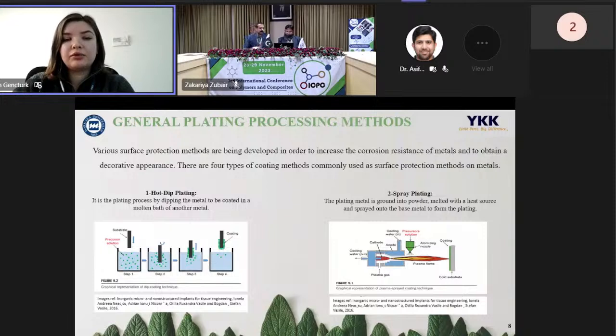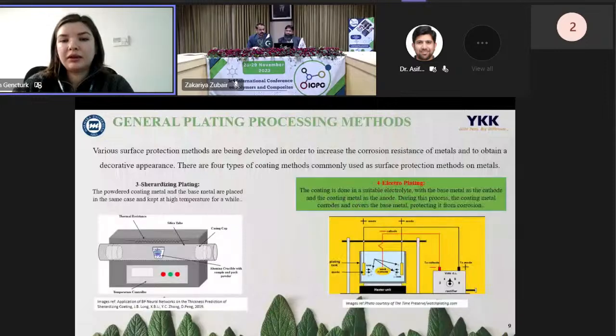As you can see below, the first of these is the hot dipping plating method. It is a plating process by dipping the metal to be coated in a molten bath of another metal. The second is the spray plating method. The plating metal is ground into powder, melted with a heat source, and sprayed on the base metal to form the plating. Another method is sherardizing plating. The powdered coating metal and the base metal are placed in the same case and kept at high temperature for a while. The final one is the electroplating method. This is the main method that we use in our products. I would like to explain it in more detail in my next slide.